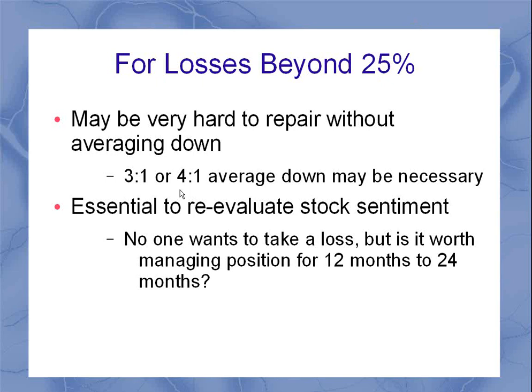That gets very expensive, and you're throwing a lot of good money into a bad position potentially. And then maybe you'd have to evaluate the repair after that type of averaging down. But again, it's always essential to reevaluate the stock. No one wants to take a loss, especially one this big. We talked earlier about gambler's ruin, how with a 25% loss, you're going to need a 33% gain on what you have left to get back to break even. If you suffer a 33% loss, you're going to need a 50% gain to get back to break even.